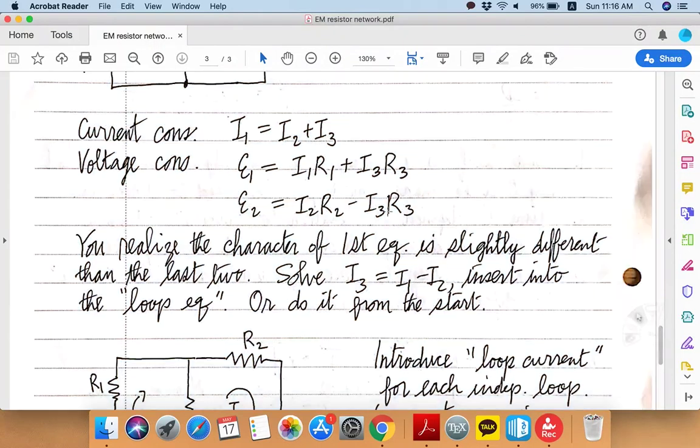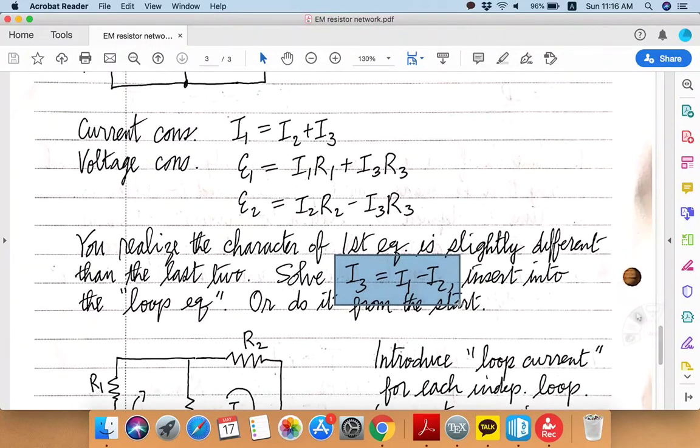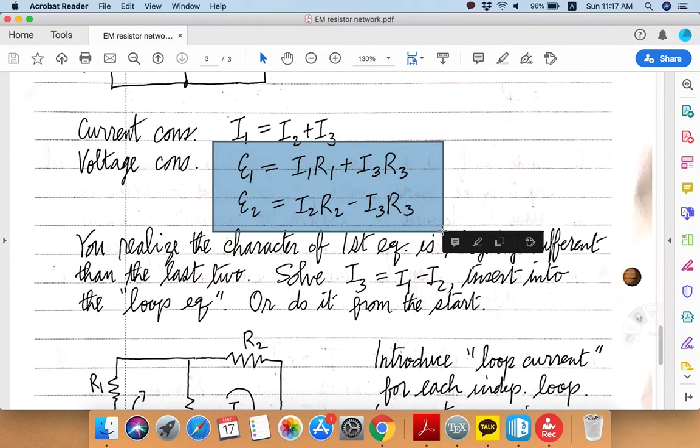In this case, for example, by solving that, we can express I3 as the difference of I1 and I2. Okay, and then once that has been solved, we can just replace this I3 over here with I1 minus I2. Thereby we eliminate this equation and only get to work with these two equations, right? So instead of working with three equations, we just end up working with two equations. And that sounds a little bit simpler.